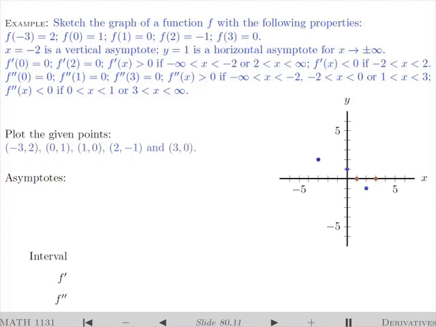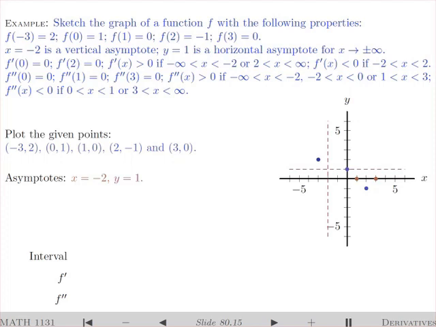Then we are given a vertical asymptote and a horizontal asymptote. So the vertical asymptote is at -2, that's x equals -2. And there's a horizontal asymptote y equals 1, marking both of them. Let's look at the sign chart information. We are given both numbers where f prime or f double prime is 0, as well as where f prime is positive and where f double prime is positive, and so on.